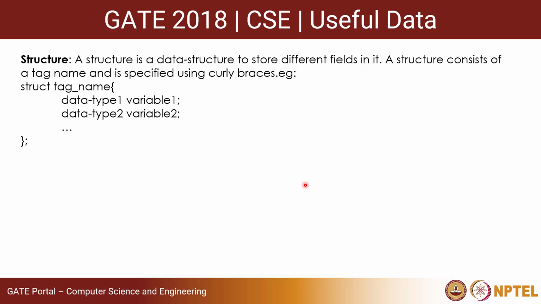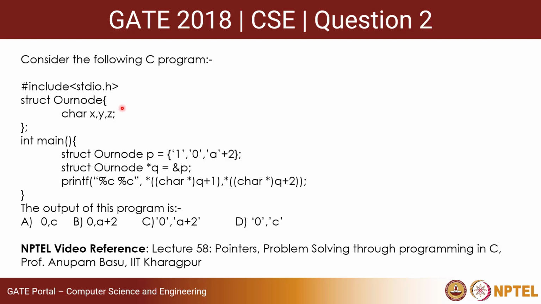First, let us define what is a structure. A structure is a data structure. It is used to store different fields in it. A structure consists of a tag name and is specified using curly braces. An example, struct is the keyword used to declare the structure. We specify the tag name, and inside the structure we specify some fields or declarations. Like if you look at the question itself, our node is the tag name and it contains three fields x, y, and z of type char.